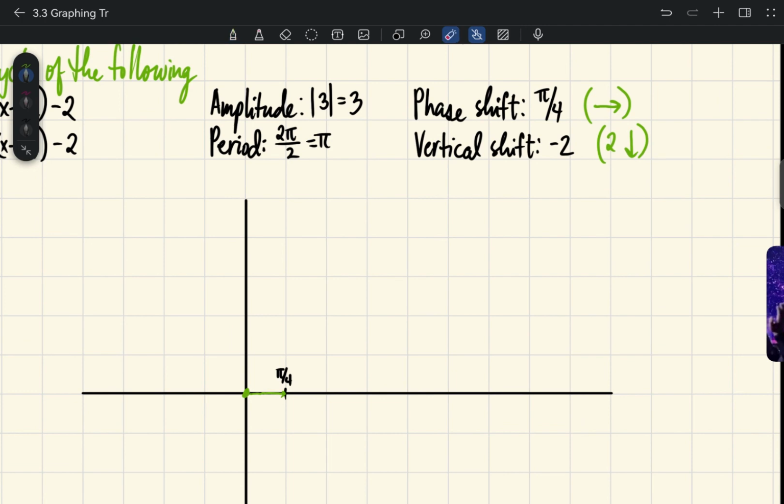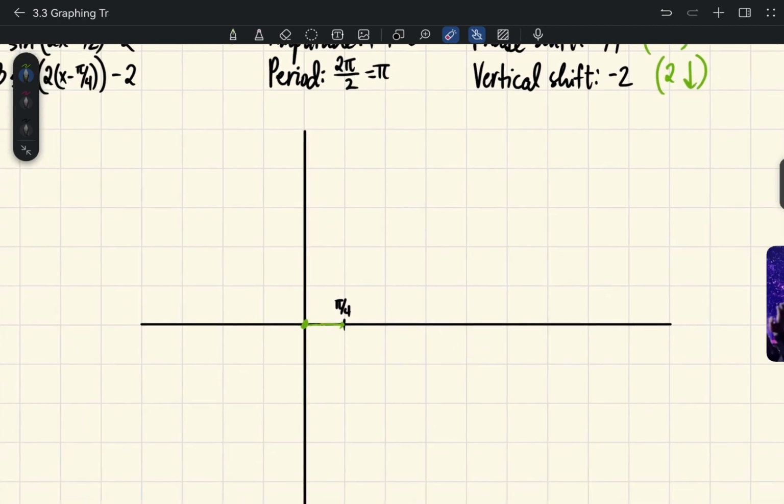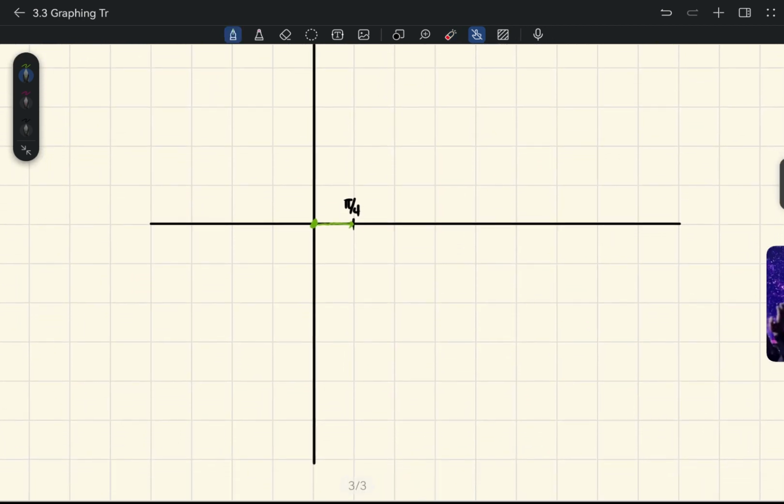And our vertical shift is negative 2. So that means we have to move 2 units downwards. So let's move 2 units downwards. We have our initial point right here, which is pi over 4, comma, negative 2.